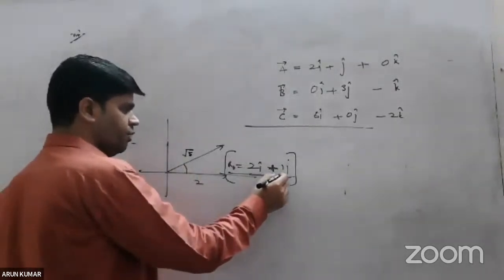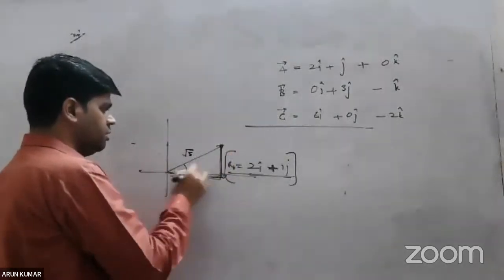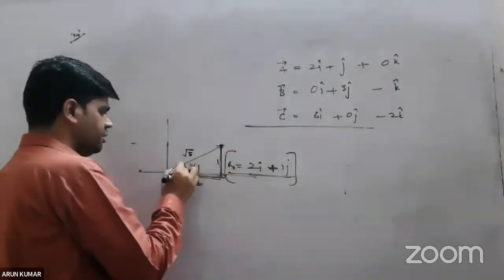tan ఇన్వర్స్ ఆఫ్ 1/2. చూడండి ఈ ట్రయాంగిల్ చూడండి. This is 1, this is 2. So tan inverse of 1/2 is alpha.